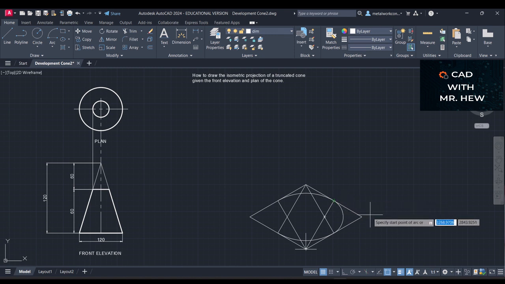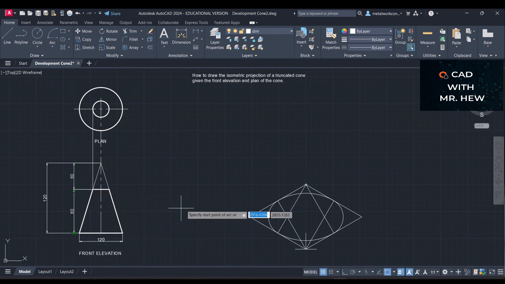Enter. All right. We're gonna repeat the process, and we're gonna go here, there. I'm gonna draw the radius. Good. And there is our circle for the base. All right. So this is how you draw an isometric circle. Okay. All right.